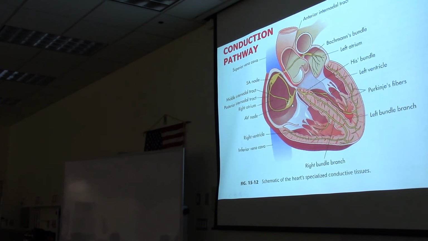All right, so after the AV node, the bundle of His goes through the thick membrane to get to the right and left bundle branches. And from there, it goes to the little Purkinje fibers that spread throughout the ventricle muscles.